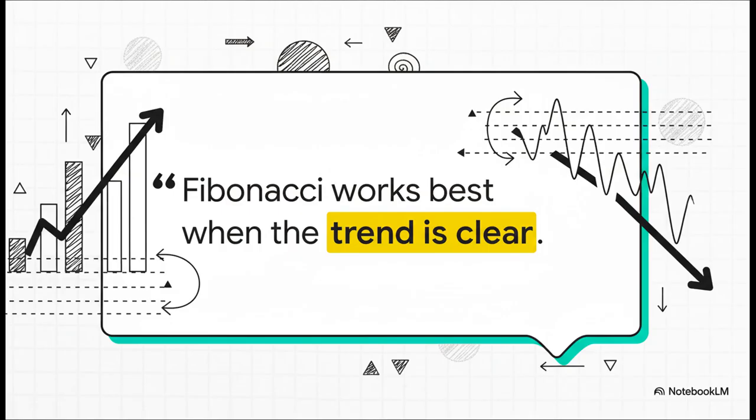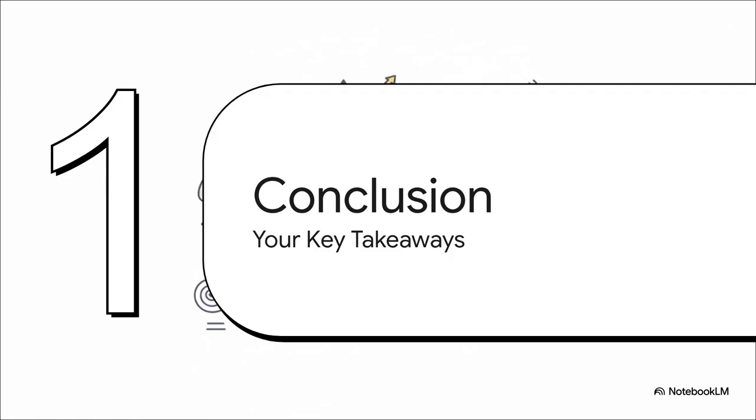Before you even think about clicking that Fibonacci tool, your number one job is to find a strong, obvious trend. This tool measures pullbacks inside of a trend. If there's no trend, there's nothing to measure, and you shouldn't be trading it. It really is that simple. Okay, let's bring it all home.